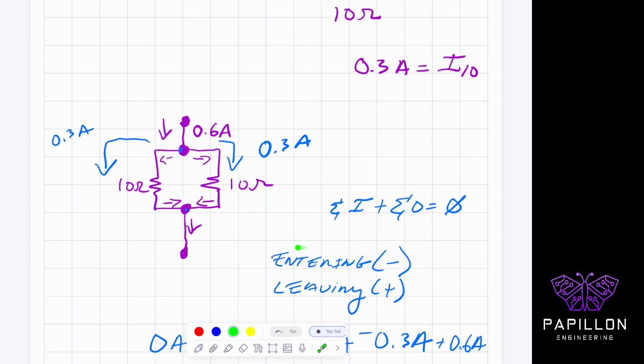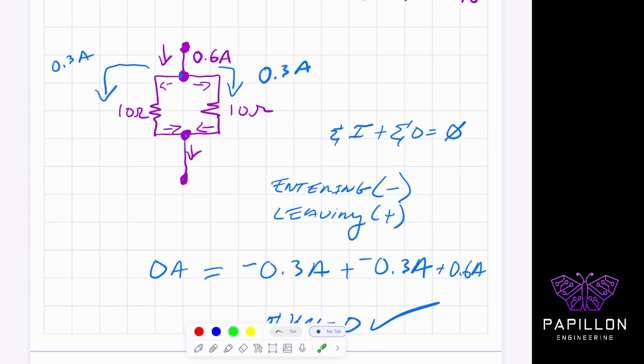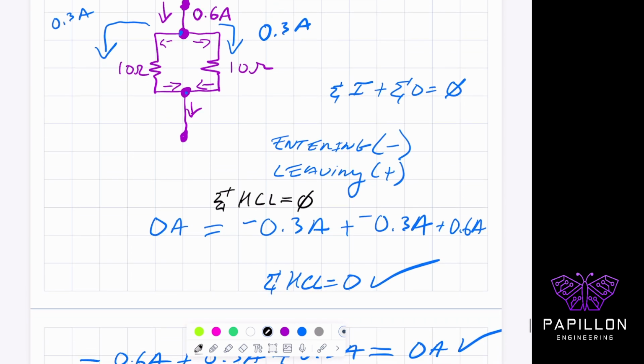So the entering will be negative, the leaving will be positive, and we can write down and see if our KCL equation is correct. Because remember, the sum of all of our currents equals 0, is what Kirchhoff's current law states. It depends which node we use. If I use the bottom node, then the one entering is the minus 3 amps, and what's leaving is positive, the 0.6 amps. Then KCL is 0, which means I did this correctly.